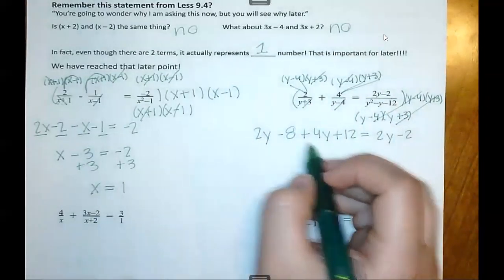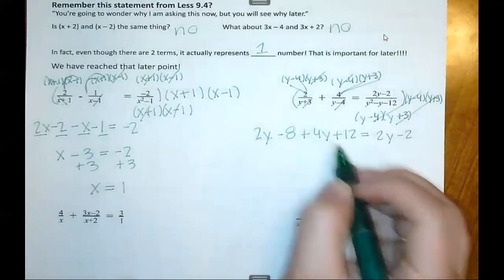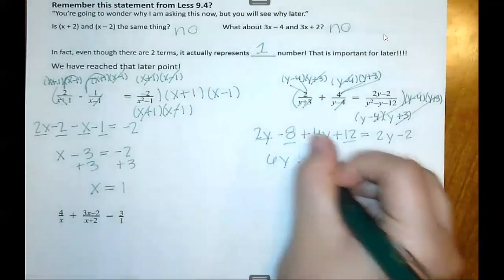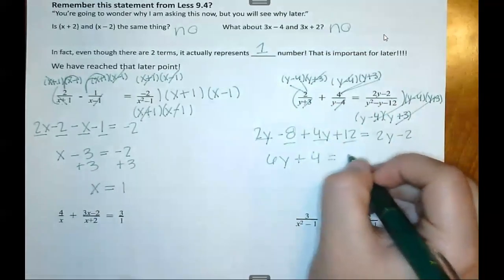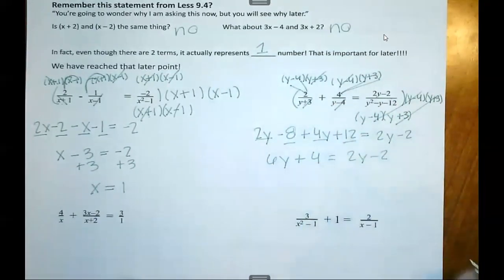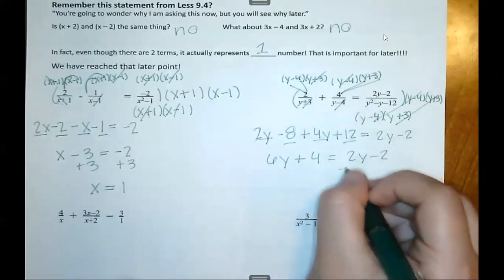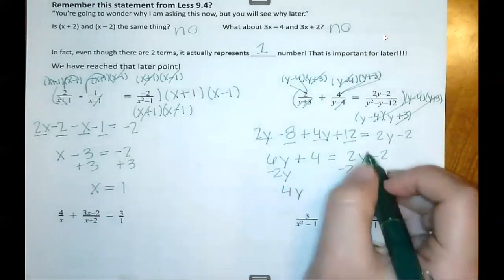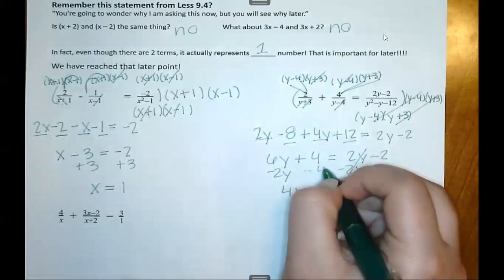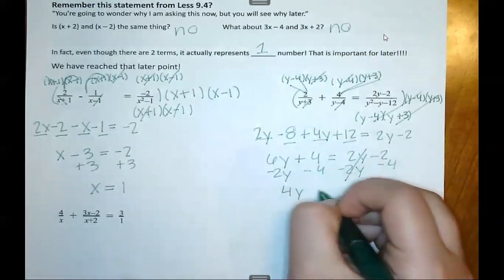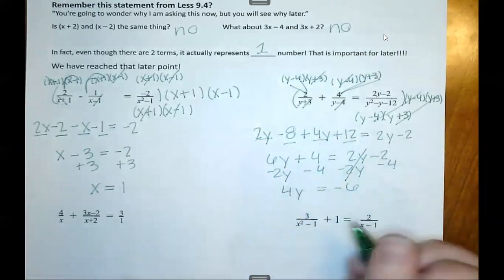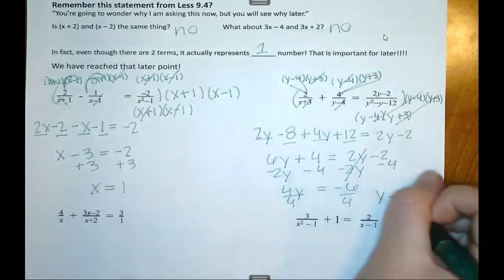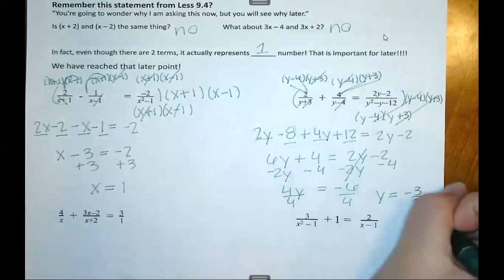So over here, I'm going to combine like terms first. 2y and 4y would give me 6y. Negative 8 and 12 would give me positive 4 equals 2y minus 2. Then I subtract 2y from both sides. I get 4y over here. And then I subtract 4, and I get negative 6. Divide by 4, and we end up with y equals negative 3/2.